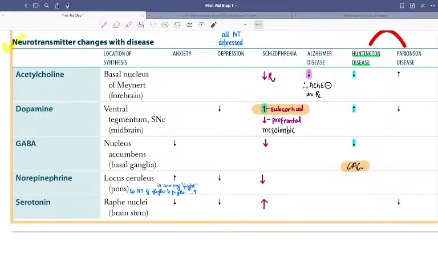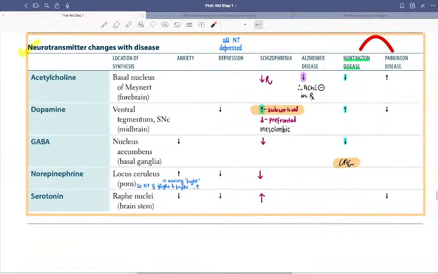In First Aid they have written just increased. Increased where? That is the mesolimbic pathway, the reward pathway that causes hallucination and delusion. But what about the decrease? That decrease happens in the mesocortical pathway. So that's why this table is important, and now the connection also makes sense.